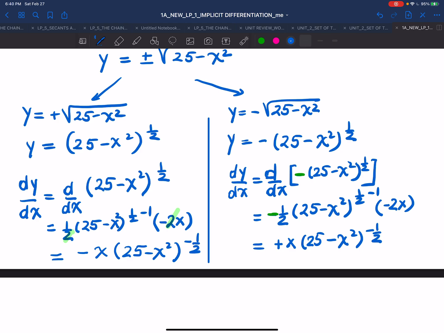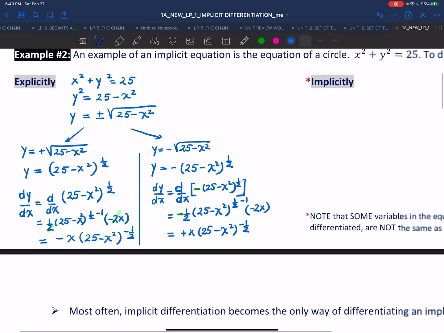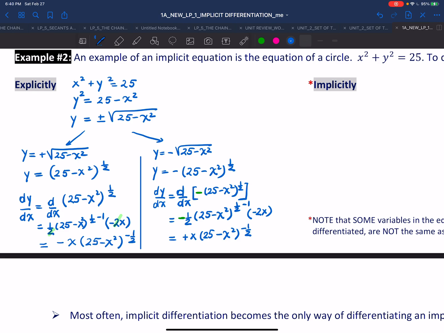Now, as you can see, in some cases, we can actually convert an implicit equation, and there is a connection between implicit and explicit equations. Sometimes we'll be able to solve the equation or convert an equation from implicit to explicit form. However, in most cases, this will be quite a complicated process as we deal with more and more evolved equations. So implicit differentiation becomes a must.